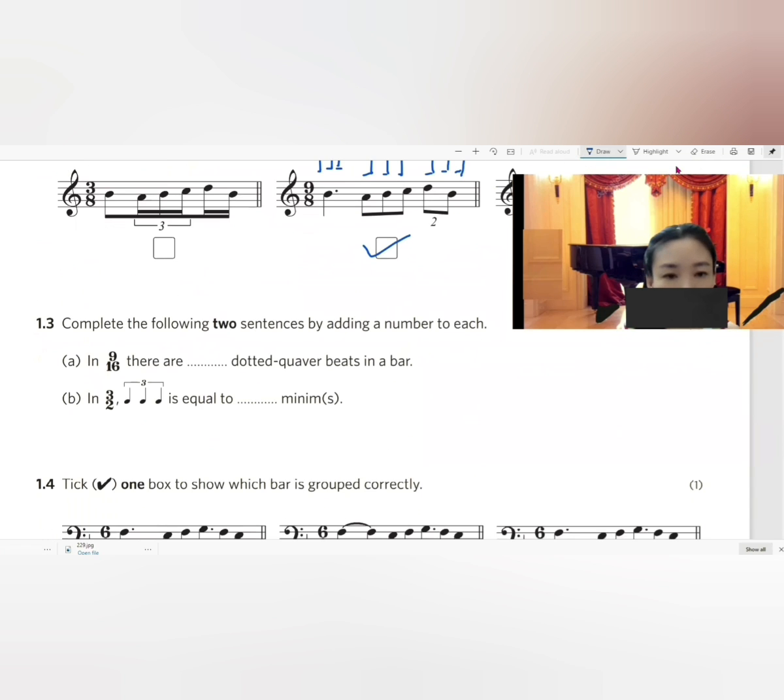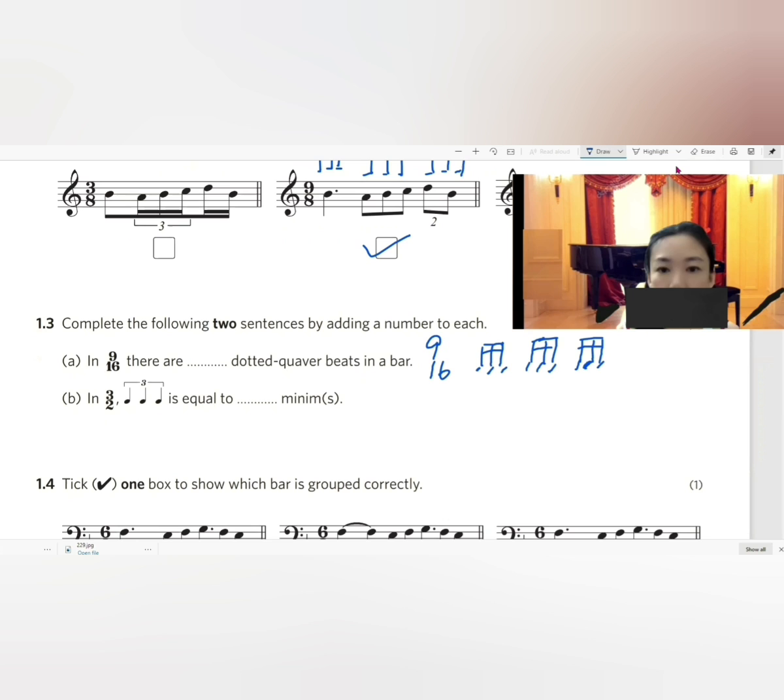Complete the following 2 sentences by adding a number to each of them. In 9/16, how many dotted quaver beats are in a bar? So let's find out what 9/16 means. 9/16 is compound triple time, which means you have 3 groups of semiquavers. Altogether you have 9 semiquavers. So 9/16: 1, 2, 3, 4, 5, 6, 7, 8, 9.